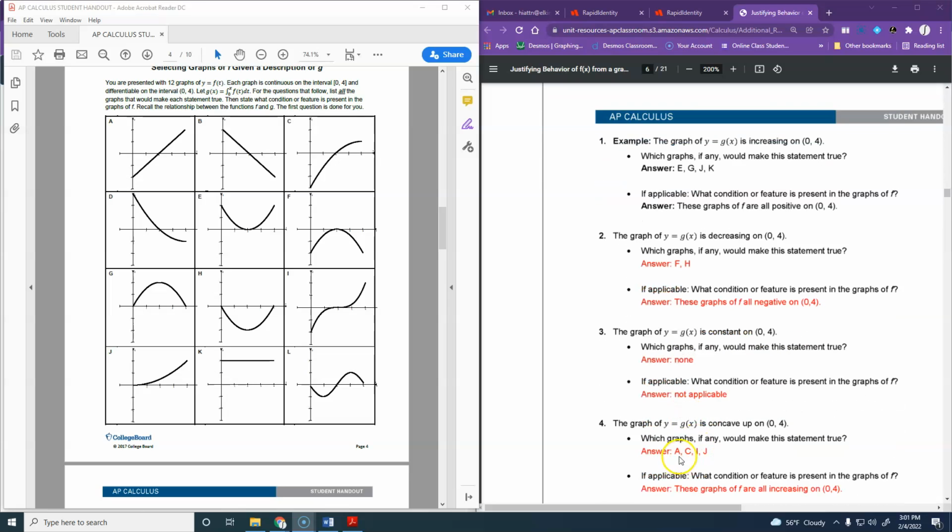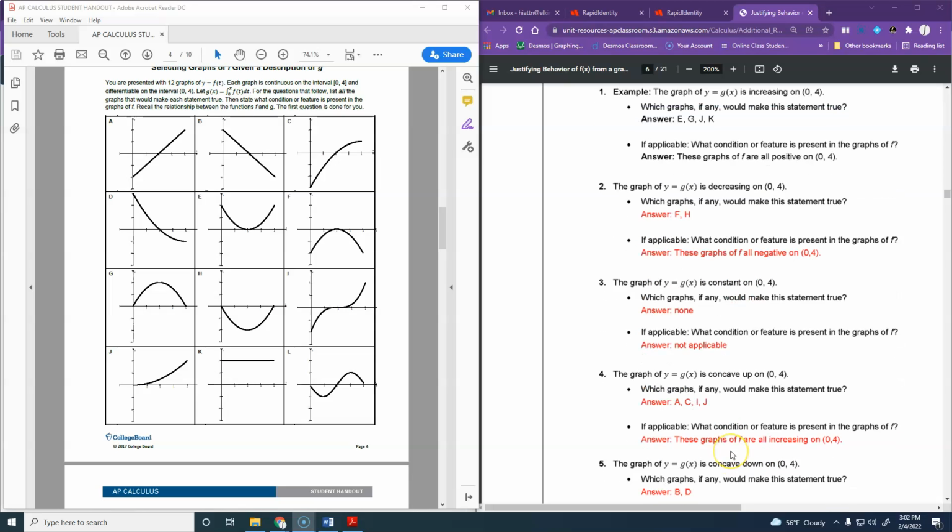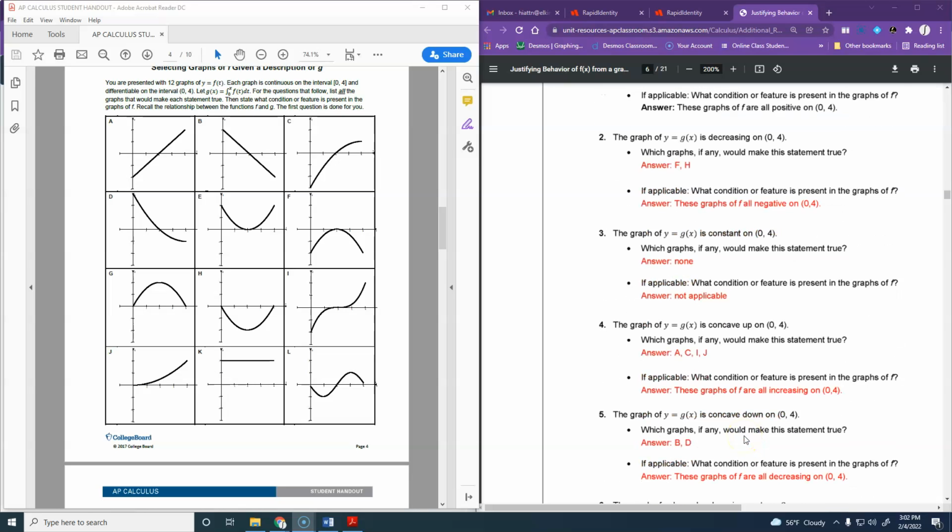Okay. You should get A, C, I, and J. And what are you looking for there? Increasing. So A, C, I, and J are all increasing for the entire interval. So then for 5, you're looking for concave down. B and D. And that is because F is decreasing.